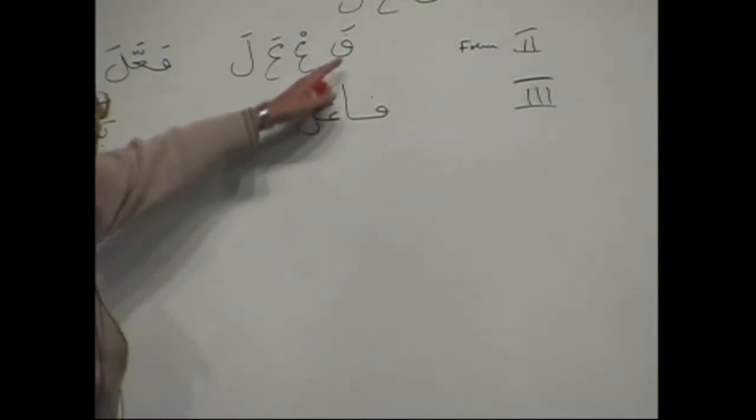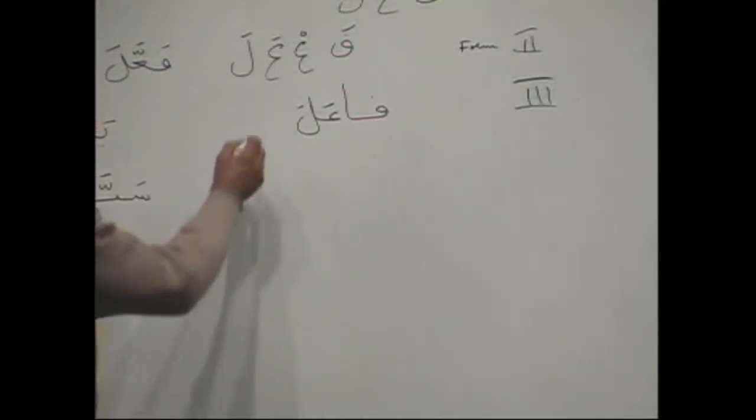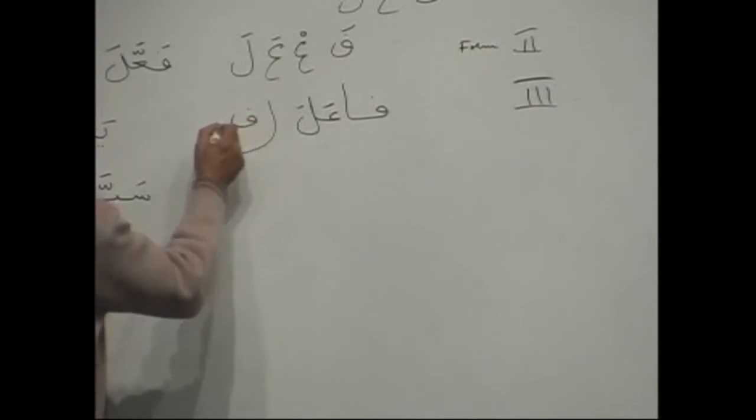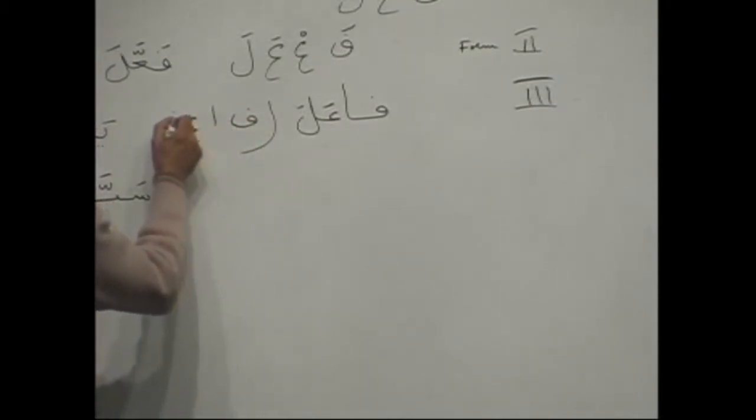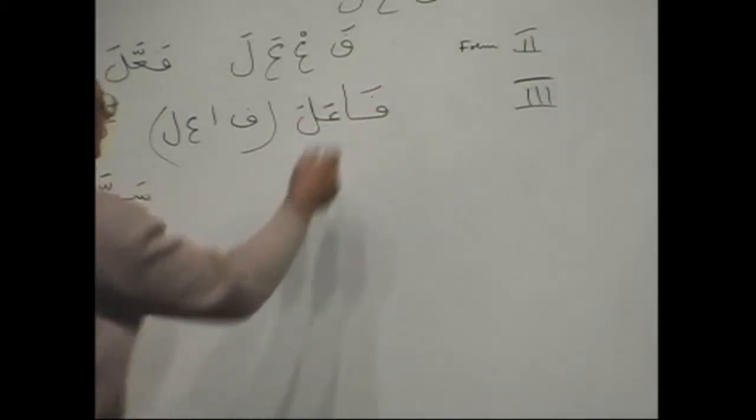Fa'ala. What is the extra thing that you add here? Alif. That's all. Fa'ala, you added alif. Are you with me? Fa'ala. Brothers and sisters, how many letters are there? So the harf mudari'a will start with a dhamma.